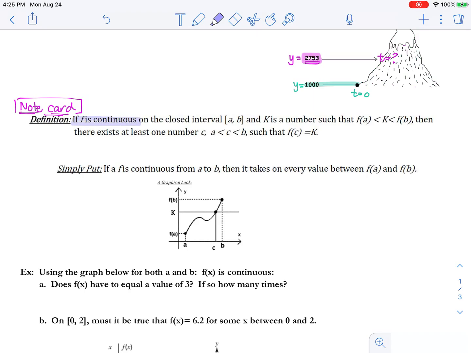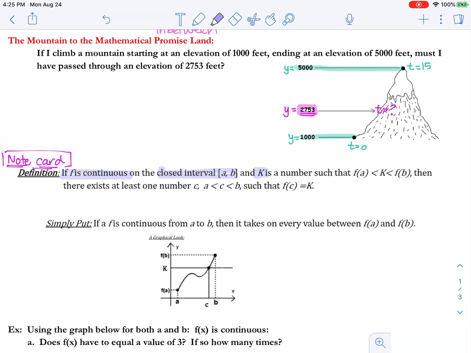If f is continuous, that is extremely important. It must be true that f is continuous on the closed interval from a to b, okay? And k is a number. So our closed interval would be like we start at 1,000, end at 5,000. And k is a number, that's like our 2,753, such that f of a, these are our y values, f of a is less than k, is less than f of b. Then there exists at least one number c, these are now our x values, such that a is less than c is less than b, such that f of c is equal to k.